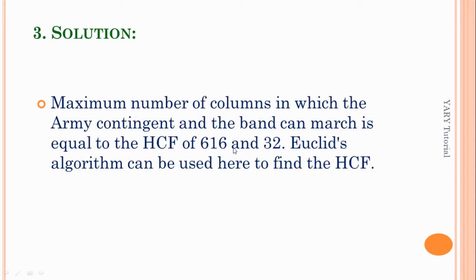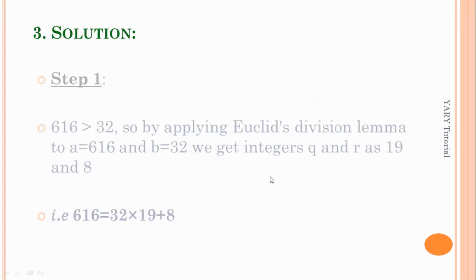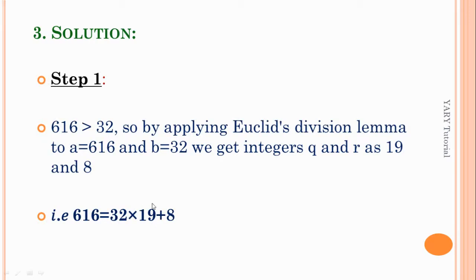Since 616 is greater than 32, we will be applying Euclid's algorithm. We will consider 616 as the dividend and 32 as the divisor, and we will be getting the quotient as 19 and the remainder as 8 when we divide 616 by 32.